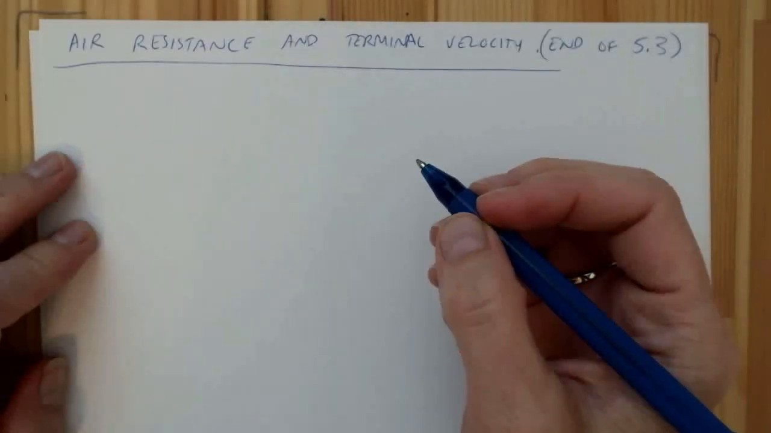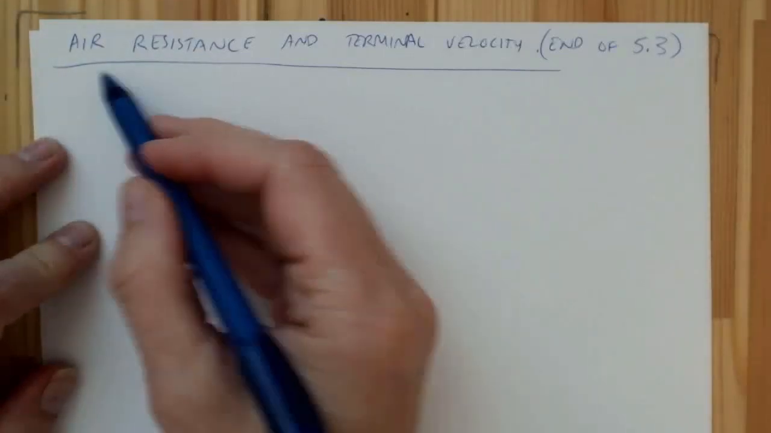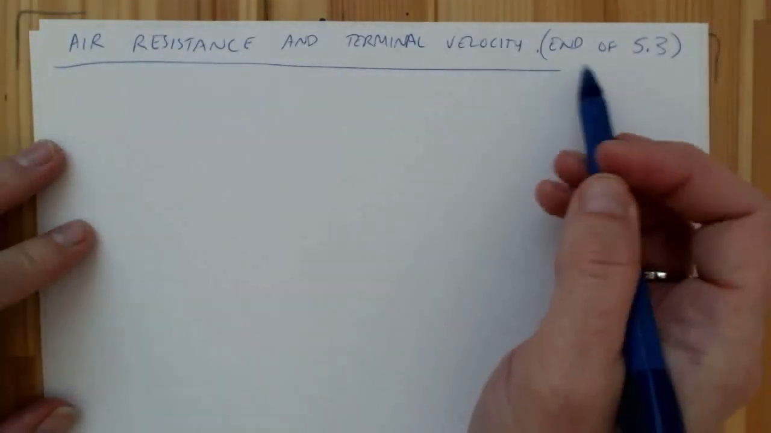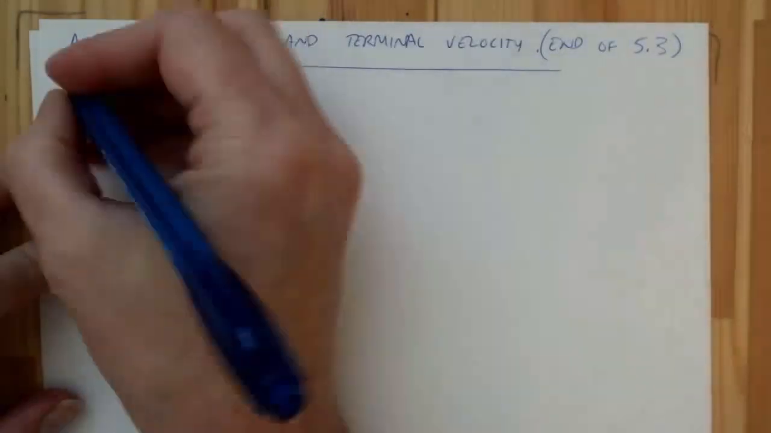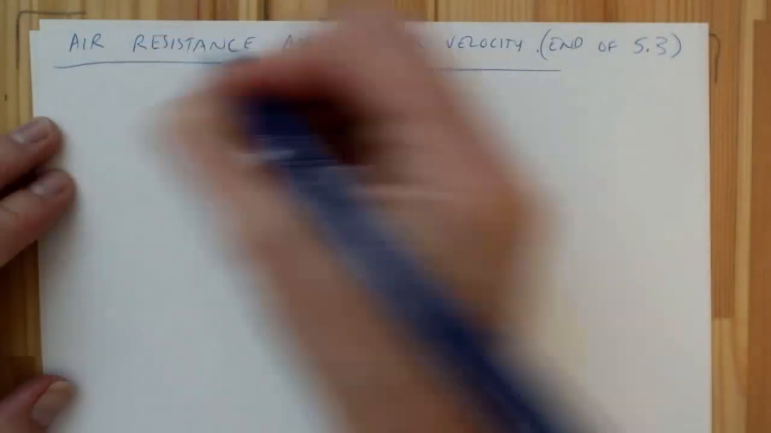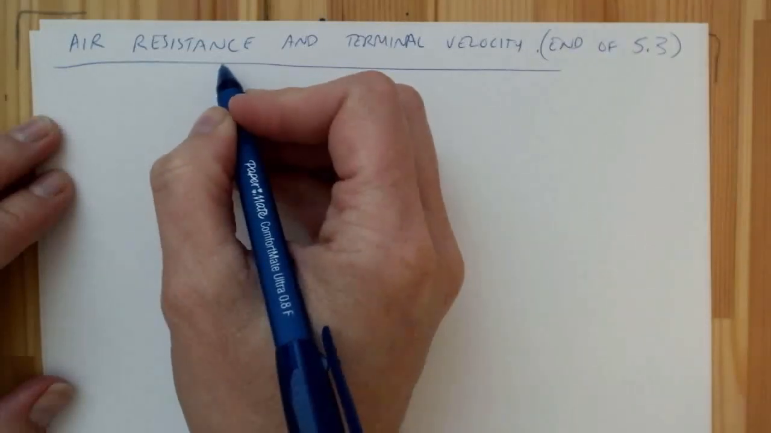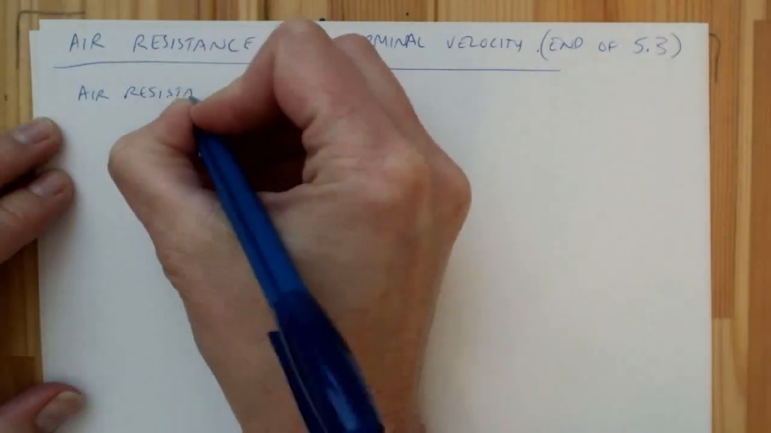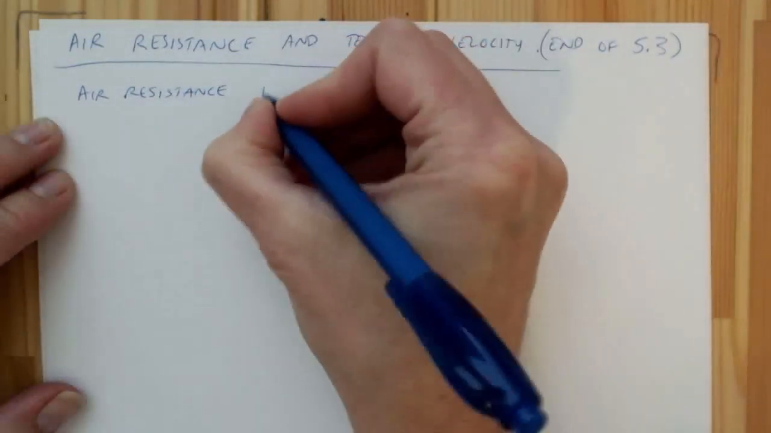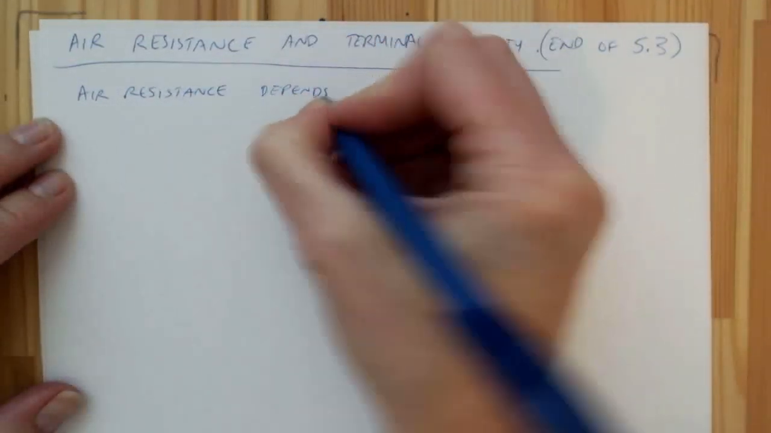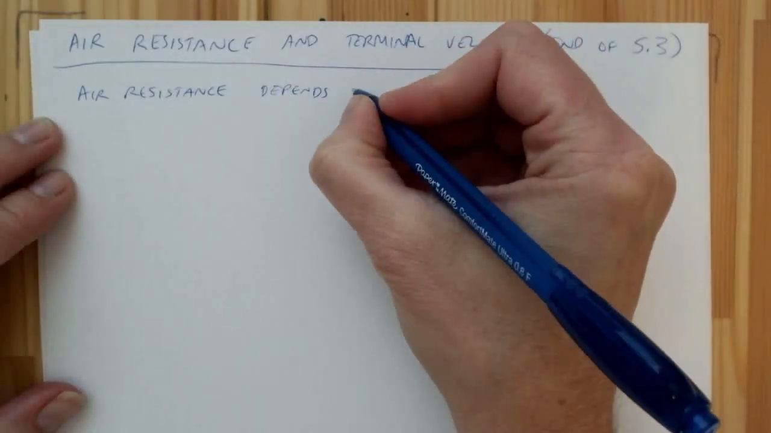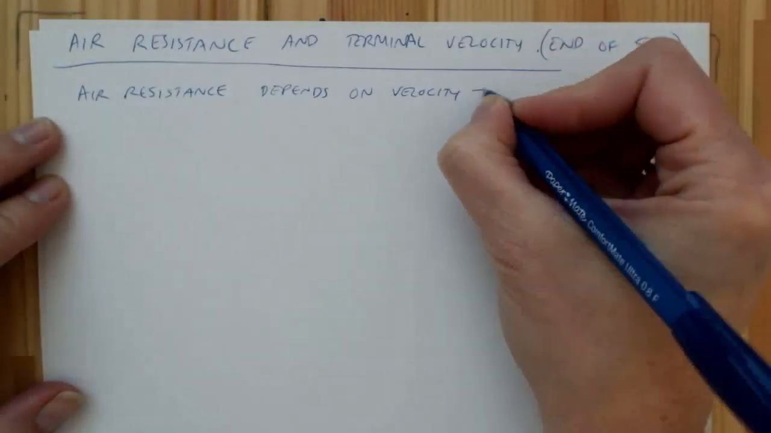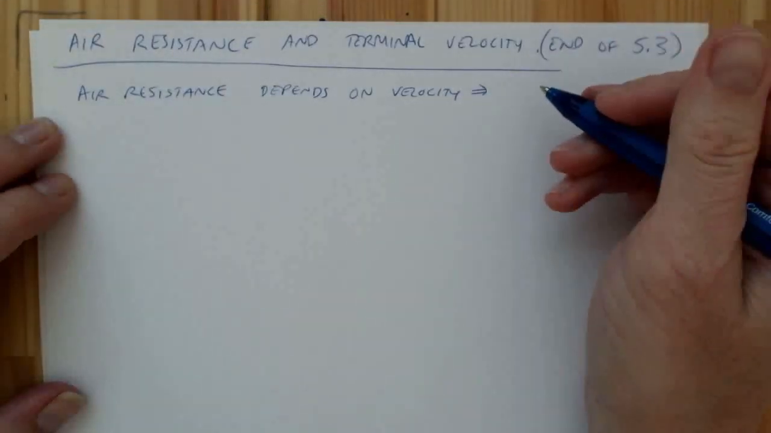In the last part of this video, we're going to discuss adding in air resistance and how it relates to the idea of terminal velocity. This shows up at the end of section 5.3 of your textbook. Alright, so air resistance is different from friction because air resistance depends on velocity. So air resistance will increase as the velocity of the object increases. So air resistance depends on the velocity, and that's a big difference than friction.